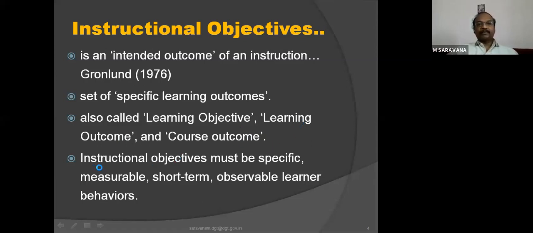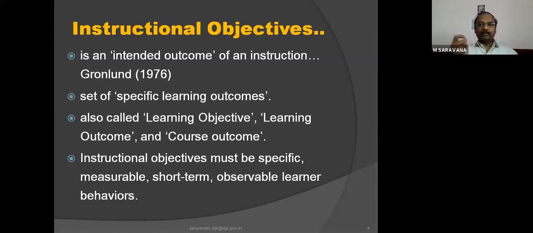One more definition for instructional objective is: learning objectives must be specific, measurable, short-term, and observable learner behaviors. Observable learner behaviors are, we will demonstrate, and we will ask them to imitate. If they perform well, then they have achieved the particular task in skill. As well as in theory, we will transfer the knowledge related to the particular theory topic. Then after completion of the topic, what the learners will be able to achieve.